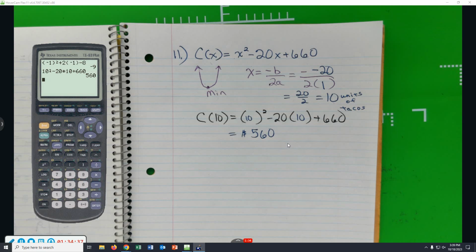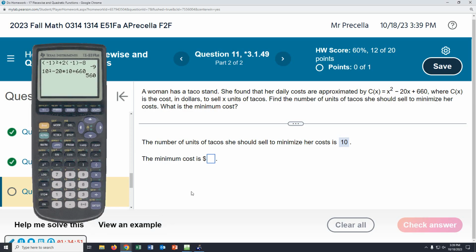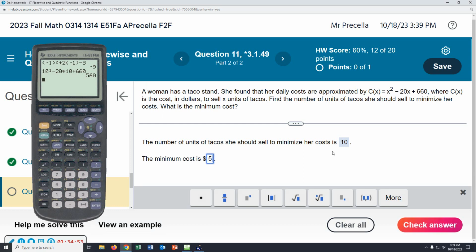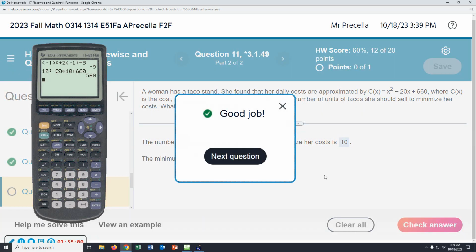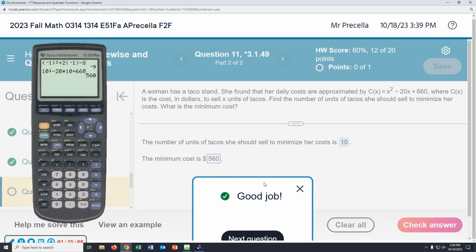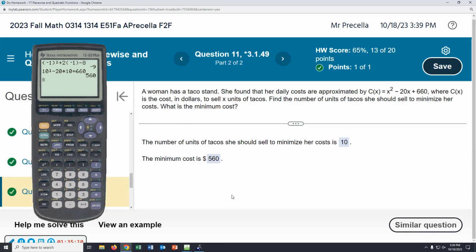So I think a unit may be a gross, it may be 144 tacos. It just depends on how big it is. Well, that'd be pretty serious. I think a unit is 100 tacos, I hope. Okay, but anyway. So her minimum cost is $560. If she produces anything other than 10 tacos, her costs are going to be even higher.